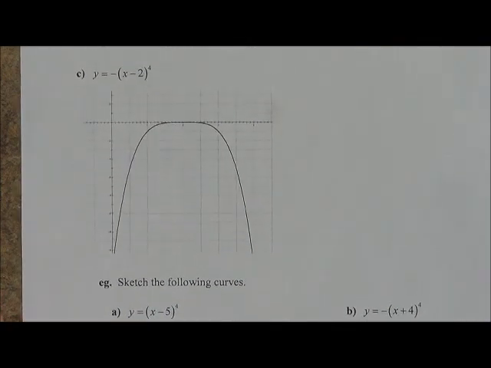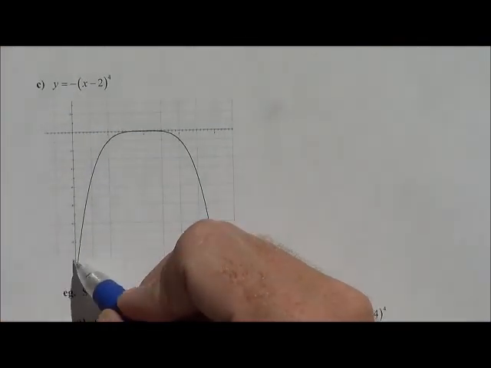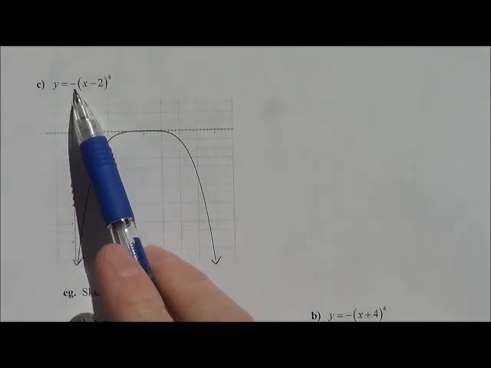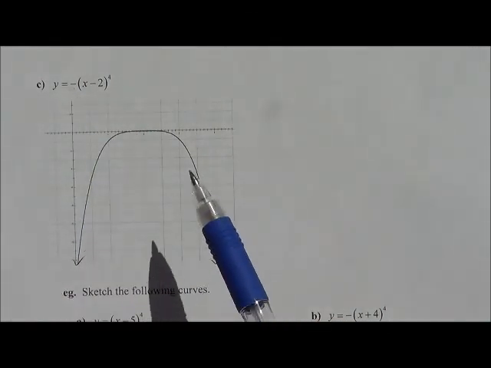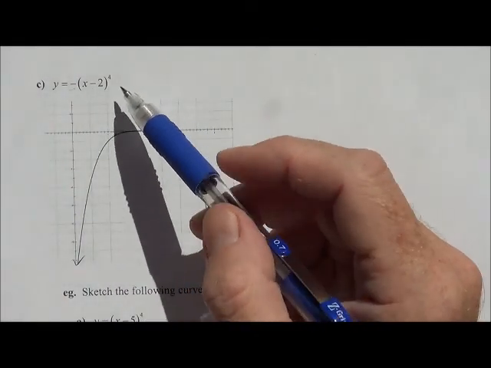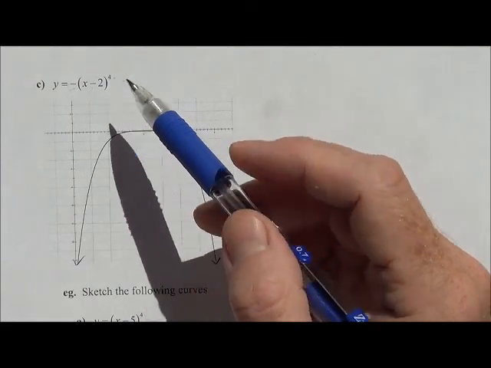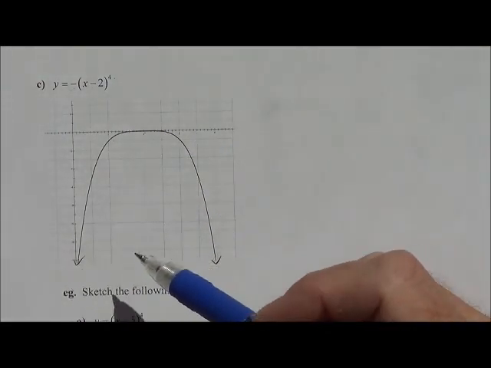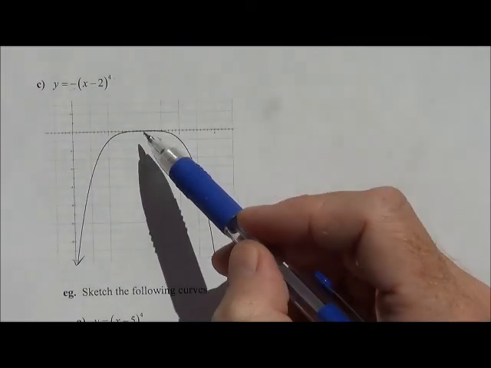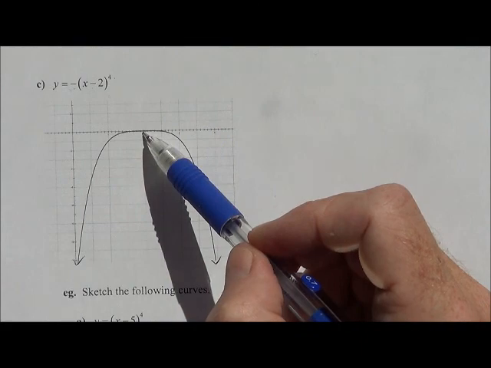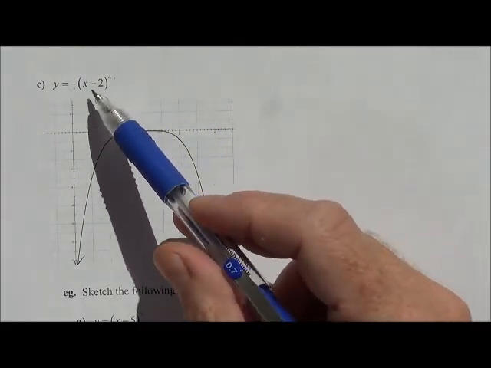Same kind of idea here for part C. We've got a negative lead coefficient, so it opens down. At x equals 2 is the quadruple root. It's degree 4, so it's N-shaped. Ends go in the same direction. One turning point, one distinct zero, and 4 roots, which is one quadruple root at x equals 2.